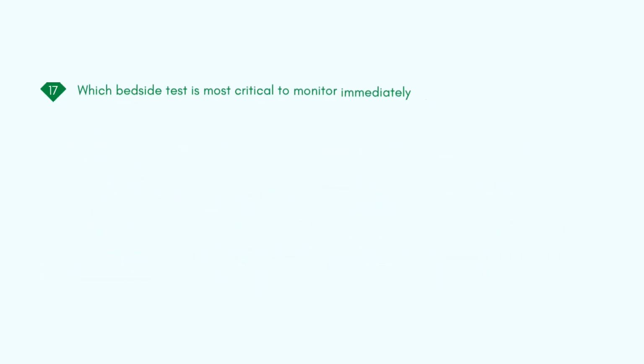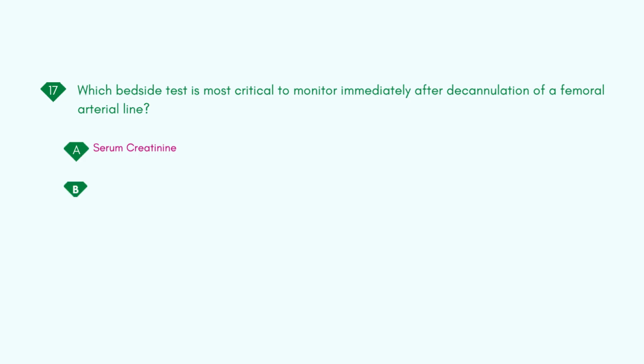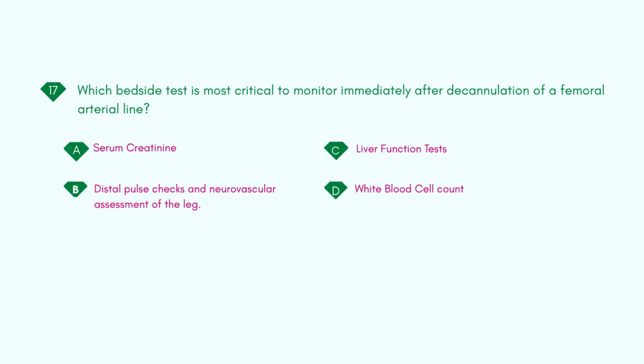Which bedside test is most critical to monitor immediately after decannulation of a femoral arterial line? A. Serum creatinine. B. Distal pulse checks and neurovascular assessment of the leg. C. Liver function tests. D. White blood cell count. Answer: B. Distal pulse checks and neurovascular assessment of the leg.